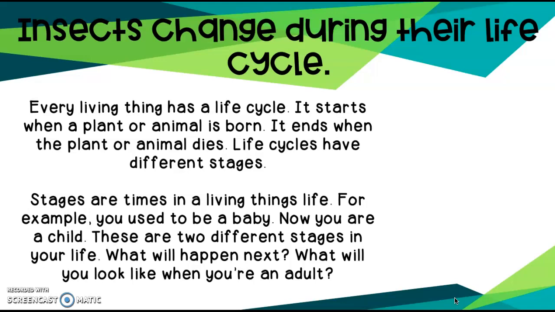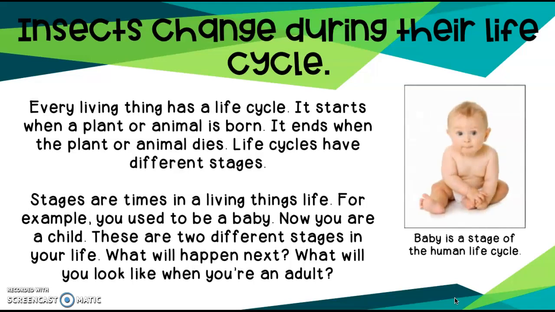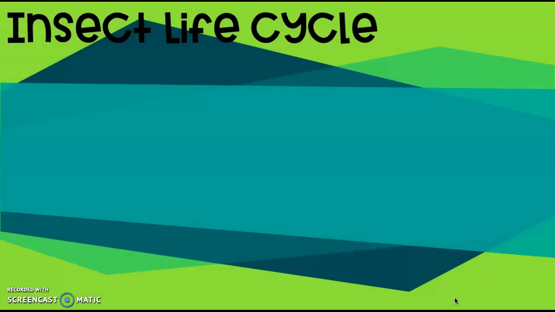For example, you used to be a baby. Now you are a child. These are 2 different stages in your life. What will happen next? What will you look like when you're an adult? Baby is a stage of the human life cycle.